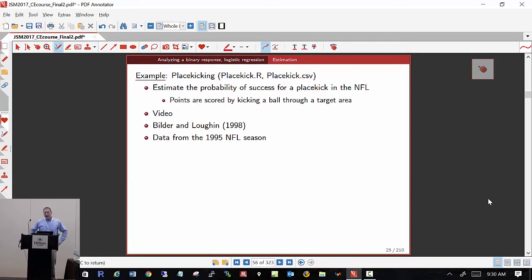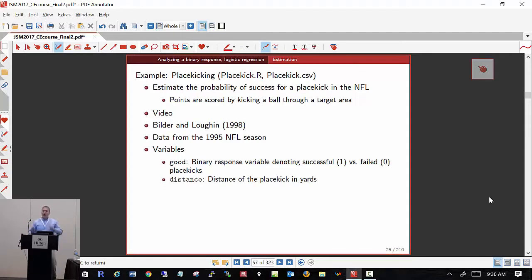So, Tom and I have been very interested in place kicks for some time now because, unfortunately, our teams often lose due to a place kicker missing a kick like this. And so, a number of years ago, we actually collected some data on place kicks in the NFL, from the 1995 season. And we collected a whole bunch of information on every place kick that was attempted.